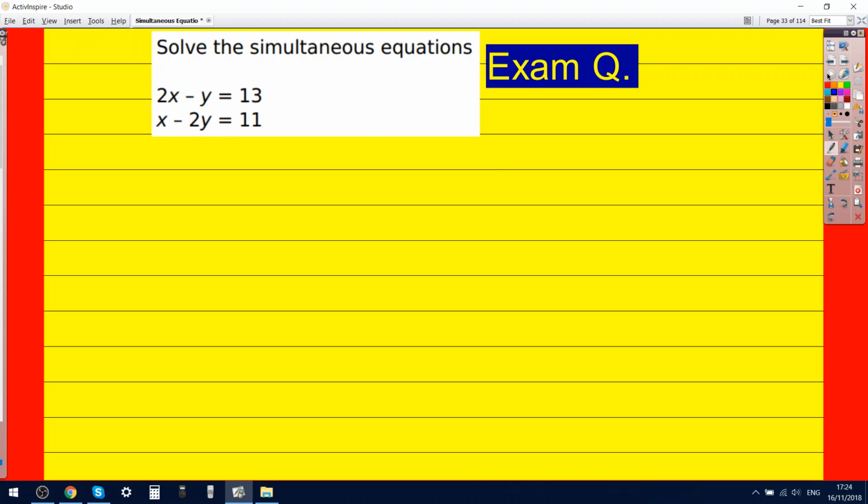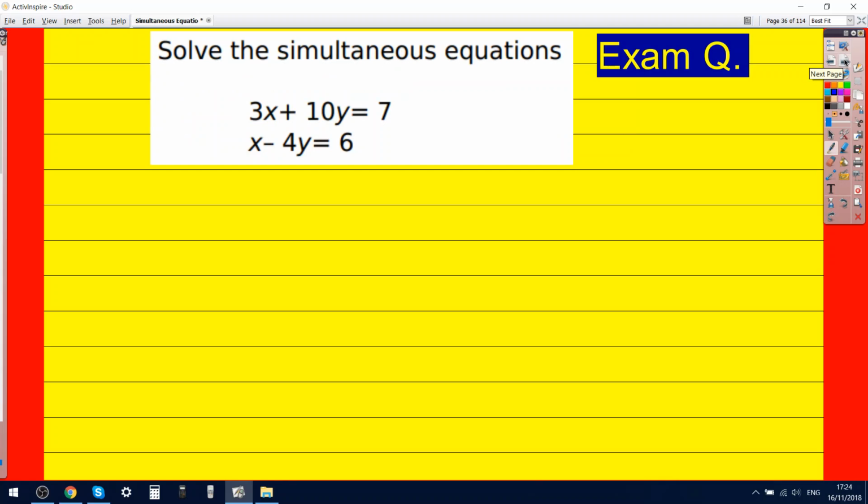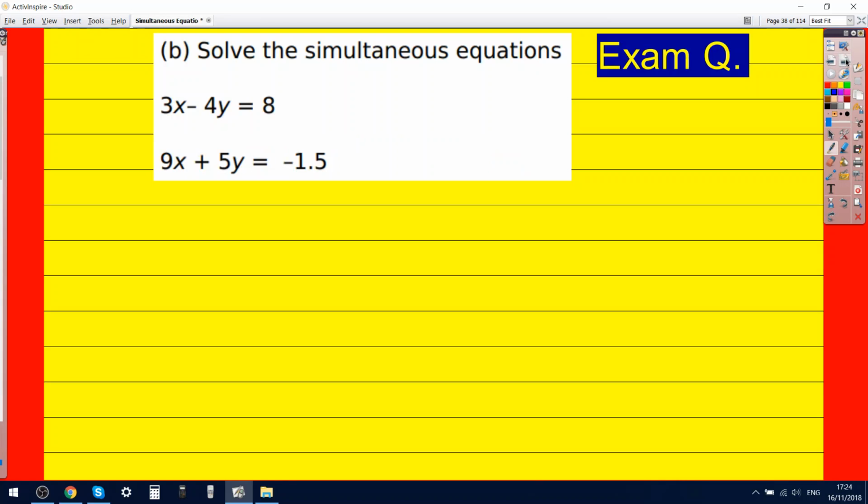So this is an exam question. Let's do this one. Right, so now, simultaneous equations are always calculator.